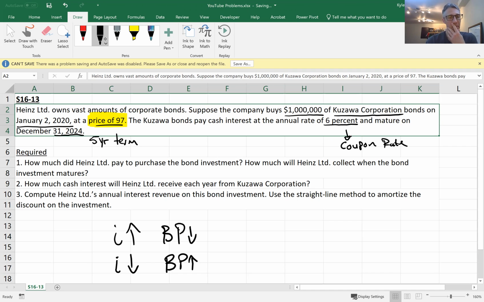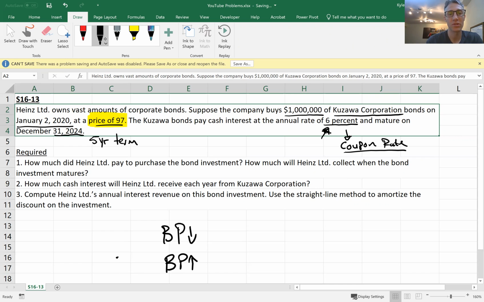If I'm an investor and I want to purchase this Kuzawa bond that pays 6% interest, and the market interest rate is actually higher, maybe 6.5%, I'm not going to actually buy this Kuzawa bond because I can get a better interest rate somewhere else. So Kuzawa has to make this more attractive to me by lowering the price of their bond so that my yield on the bond would in fact be greater than 6%, even though 6% is the stated rate in the coupon or the stated rate in the bond contract. All right, so that's why there's that inverse relationship.